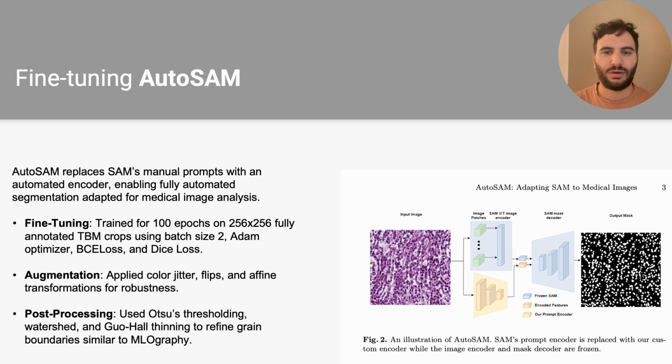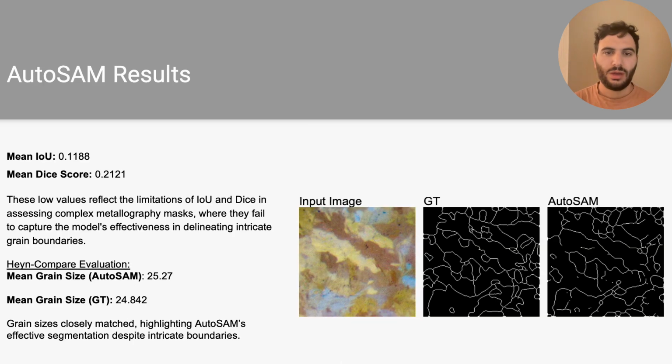To further enhance our results, we fine-tuned AutoSAM, a well-established model, similarly to the MLOgraphy method, to explore its potential for future work. AutoSAM replaces manual prompts in SAM with an automated encoder for fully automated segmentation. It was trained on 256 squared fully annotated TBM crops for 100 epochs with augmentations and post-processing. We found it interesting that AutoSAM demonstrates strong segmentation performance, even with intricate and fragmented grain boundaries.